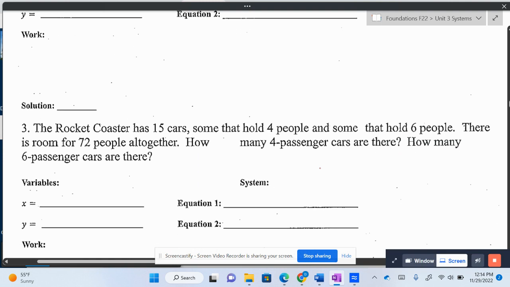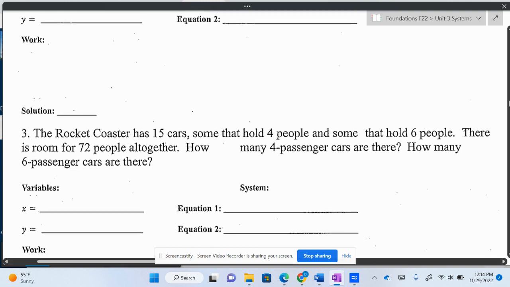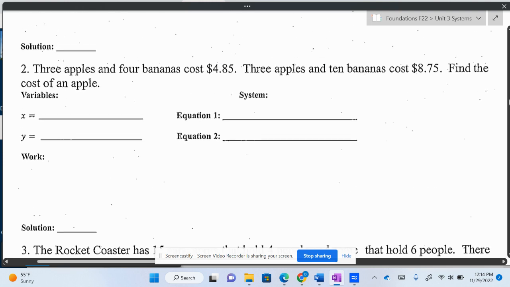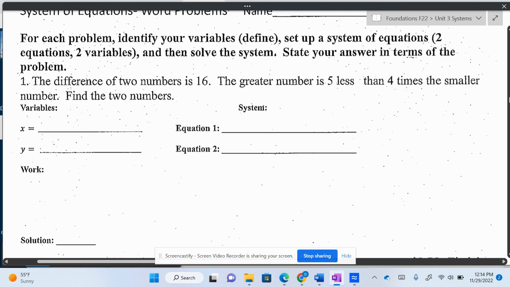So the rocket coaster has 15 cars. Some hold 4 people, some hold 6. 4-person cars, 6-person cars. That's what my variables would be. A 4-person car, a 6-person car. Do you guys want to set these up? Okay. Yes, you may. Give someone your notes. They can fill them out.